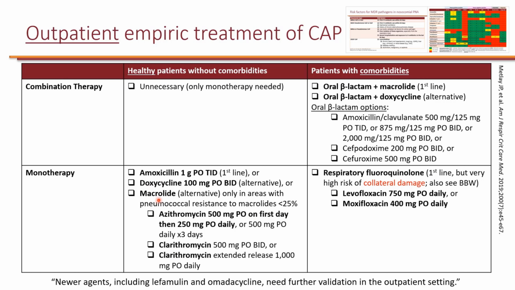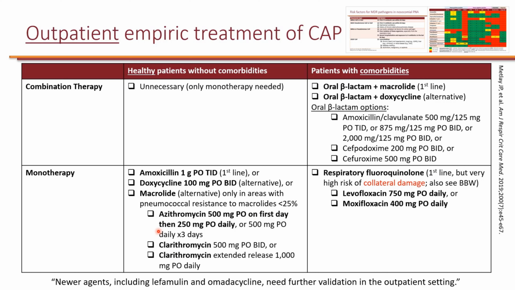Now with macrolide, it's considered alternative because we are seeing an increased rate of pneumococcal resistance. Now if you know that in your local area the rate of resistance is less than 25%, you can use azithromycin monotherapy. Now, in our area at Loma Linda University Medical Center, the rate of macrolide resistance in Streptococcus pneumoniae is actually more than 30%.